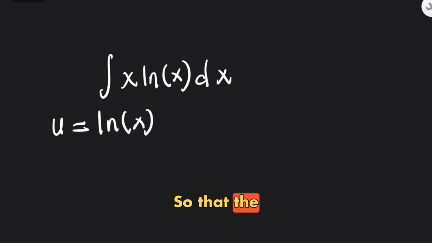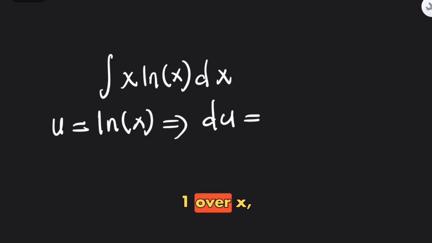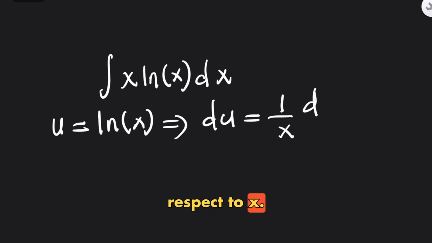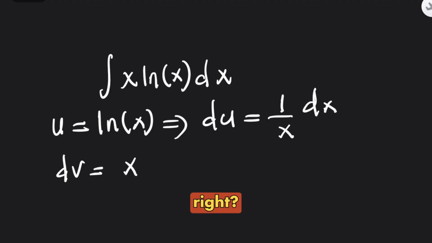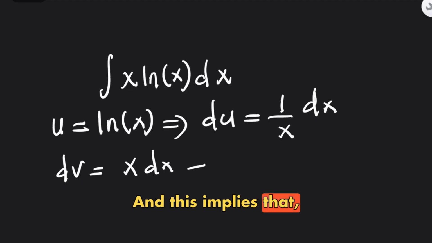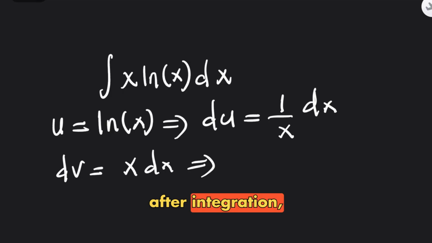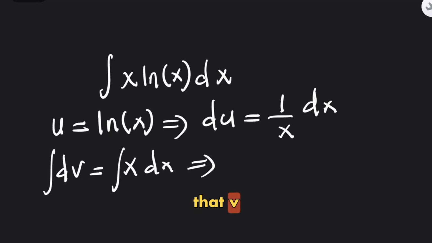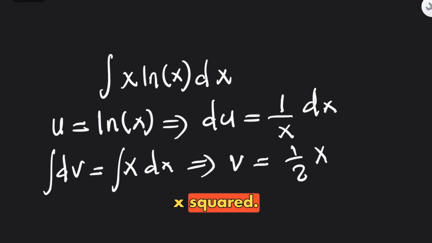So that the derivative of u with respect to x will be what? 1 over x, which we know. Then we can choose dv to be equal to x dx, right? And this implies that, after integration, v is equal to 1 over 2 x squared.